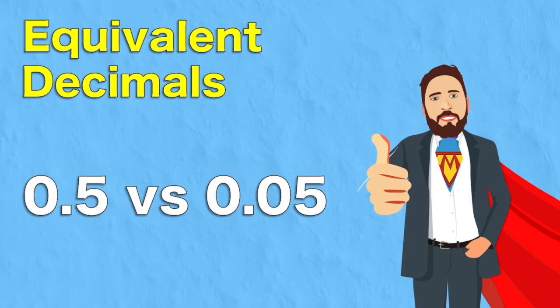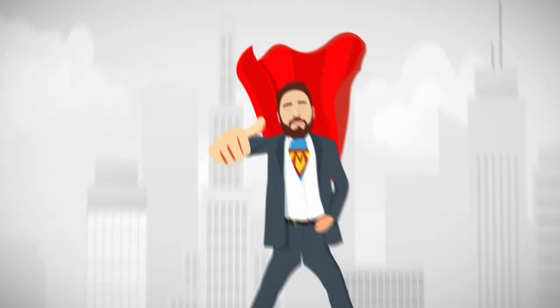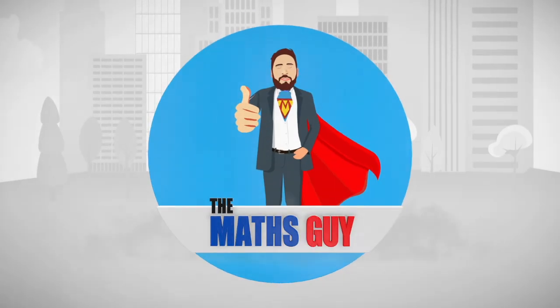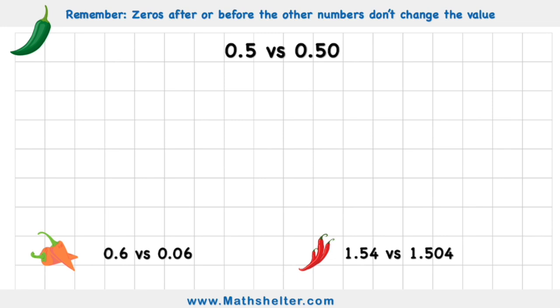Today we're going to be looking at equivalent decimals and what that means. So without wasting any time, let's jump into it. Okay, so what do we need to remember today? Well, we need to remember that zeros after or before the other numbers will not change the value of that number. And let's understand what that means.